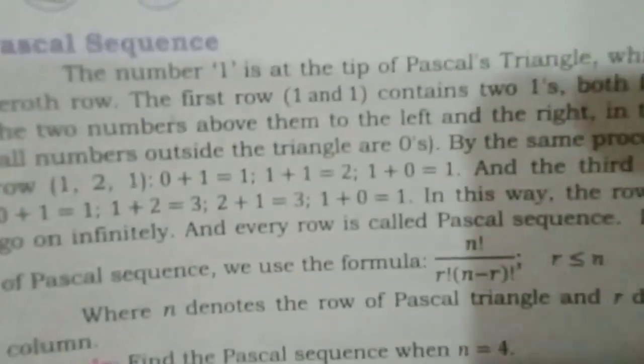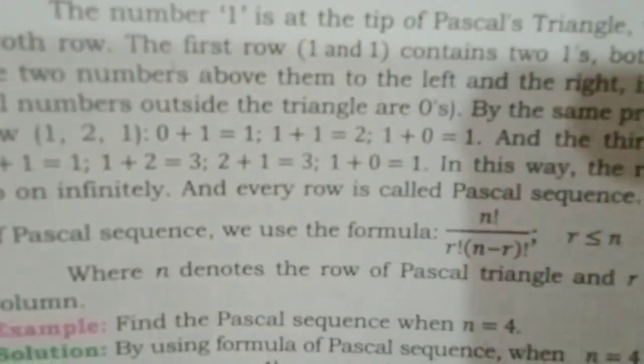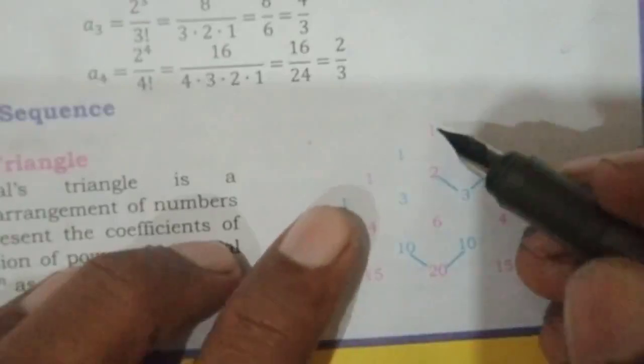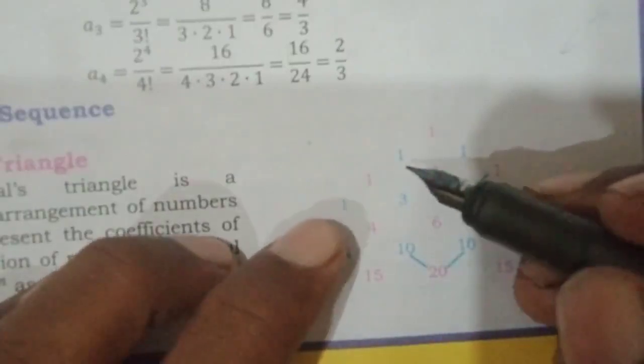The Pascal sequence number 1 is at the top of the Pascal triangle. You make a triangle with the top 1. You can see that there is a 1, and you can arrange it as 1 and 1. Now it means a square plus 2ab plus b square. So you add the center numbers and you will get 2, and again you have 1 on the other side.